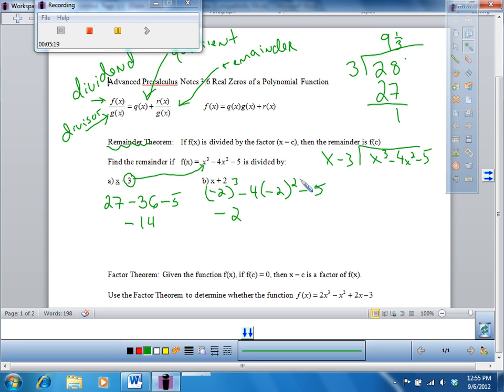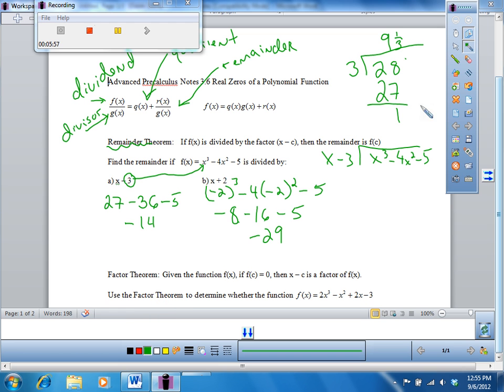First you square this, which makes it positive 4, times negative 4, which gives you negative 16, right? No? I knew that. That's negative 8, right? And this is minus 5. I'm tired. So you would get, I believe, negative 29. Yes? Yeah, that's the same thing I got last time. So that's okay. That just tells you if you have a remainder or not and what that remainder is.